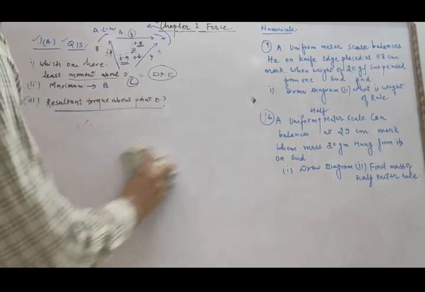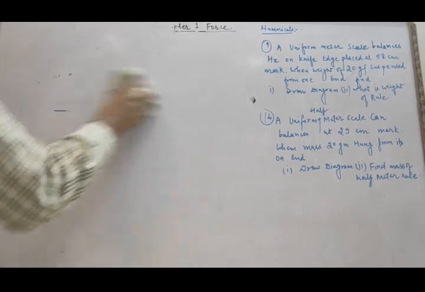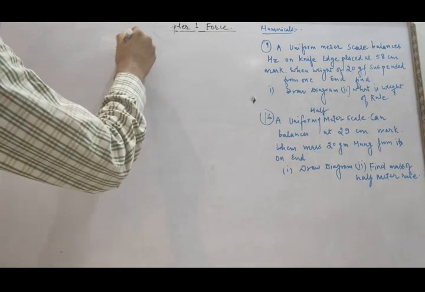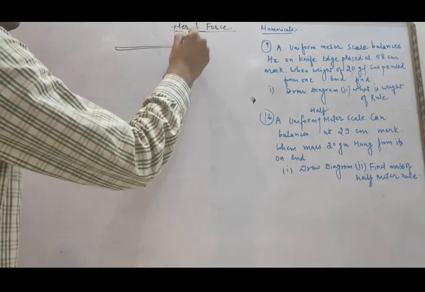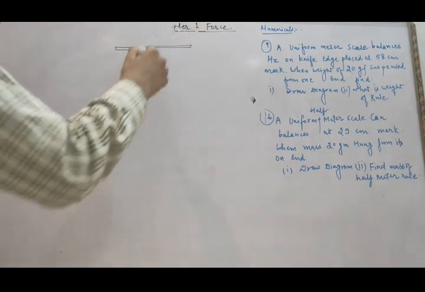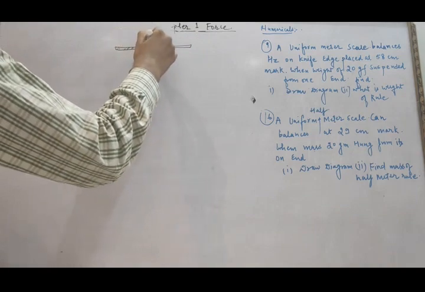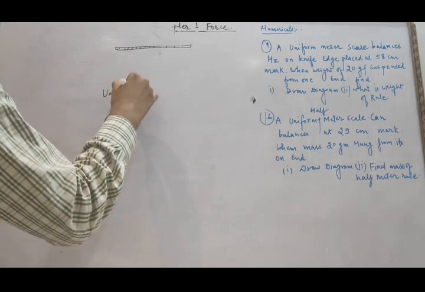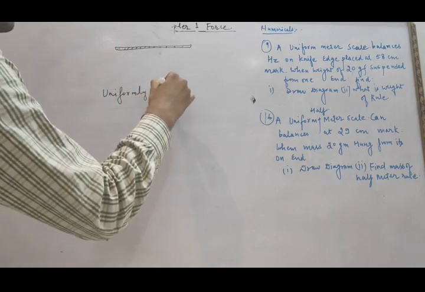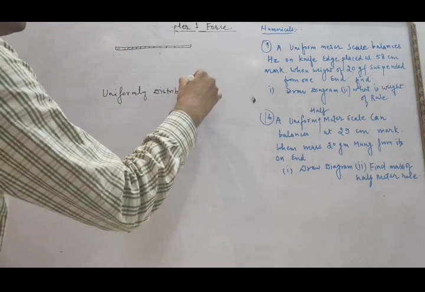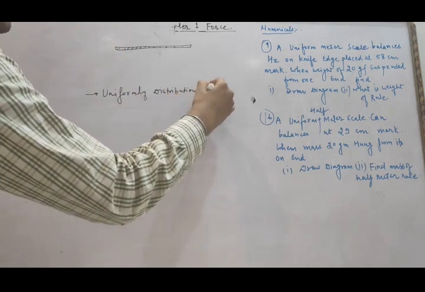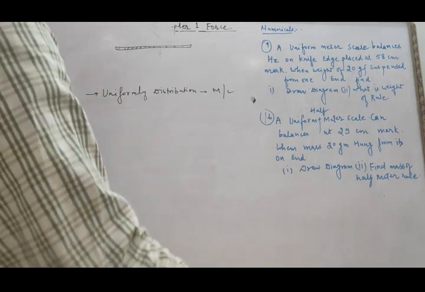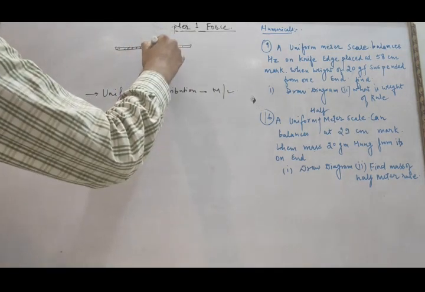Okay. Now we have some numericals also. So first you need to understand the concept of meter scale. Whenever a question on the meter scale is given, the whole mass of the meter scale is uniformly distributed. What is the meaning of uniformly distributed? It means mass per unit length always remains the same. So the whole mass of the scale will always be exerted at the center point.